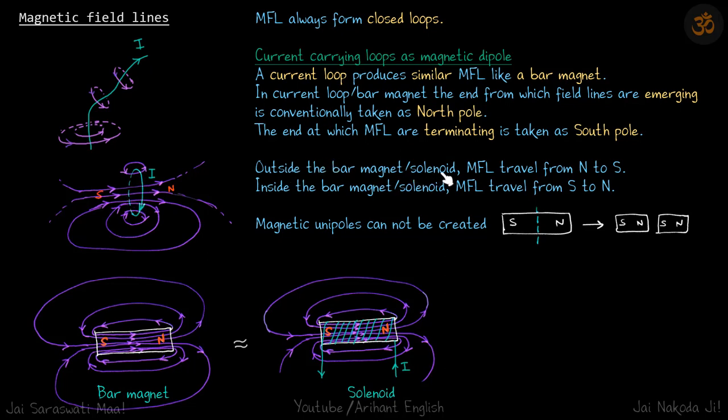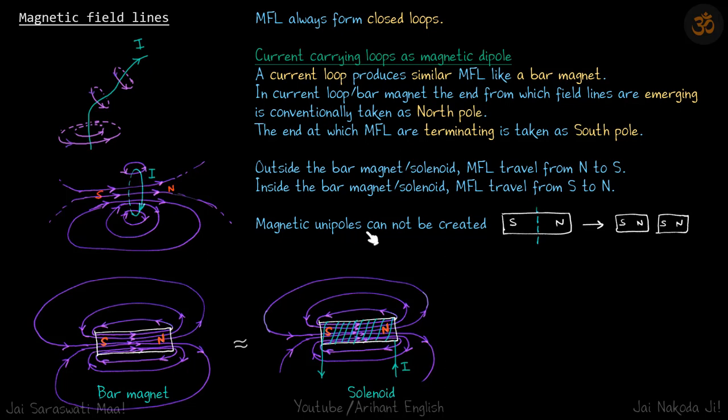Outside the bar magnet or solenoid, field lines travel from north to south. So outside the solenoid, they will travel from north to south. Inside the bar magnet or solenoid, field lines travel from south to north. Inside, they are like this.